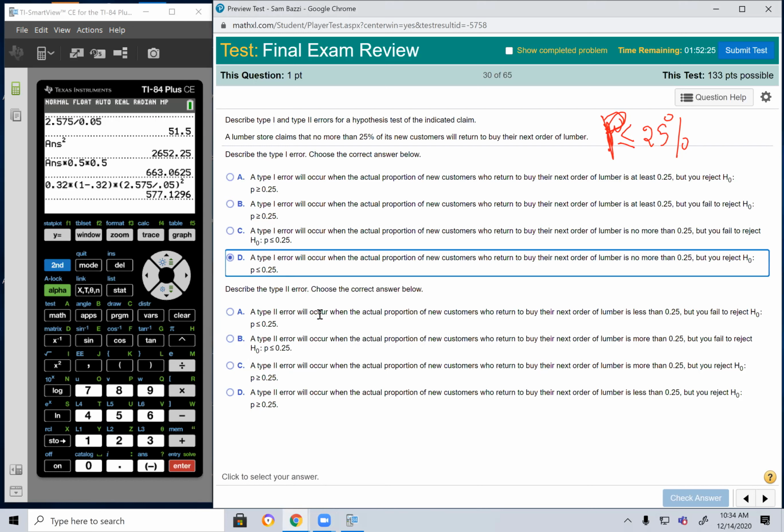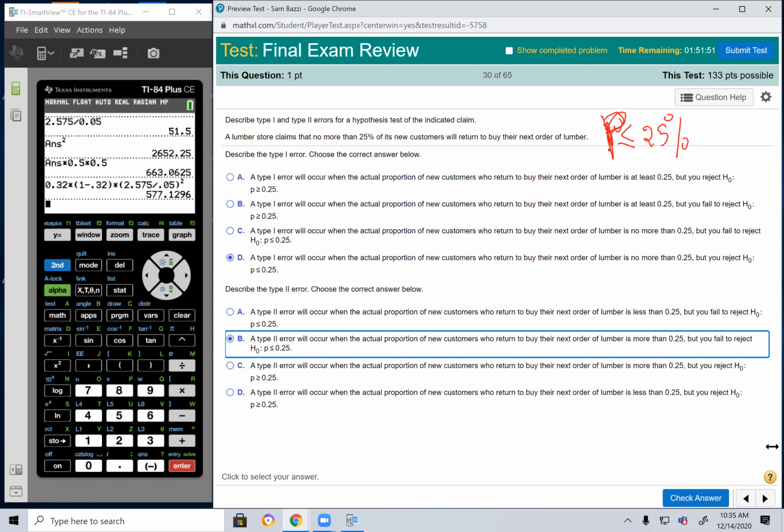Type 2. Let's read which one. Type 2, you fail to reject H0 when it is actually false. So actually the proportion of customers who return to buy is not no more than 25%. Actually, it's more than 25%. So a type 1 or 2 error will occur when the actual proportion of new customers is less, though that's not true because no more means less as well. Type 2 error will occur. Yes, right here, B.